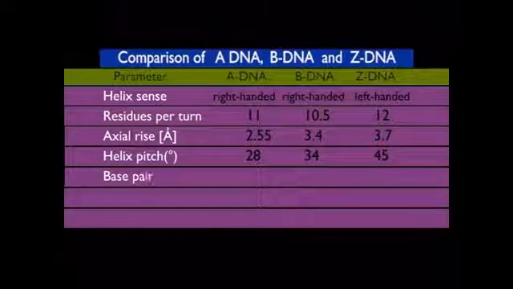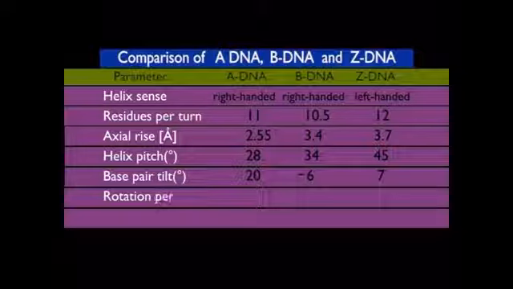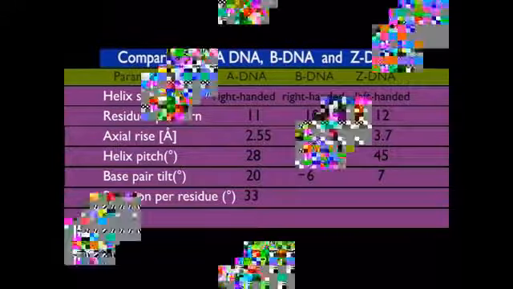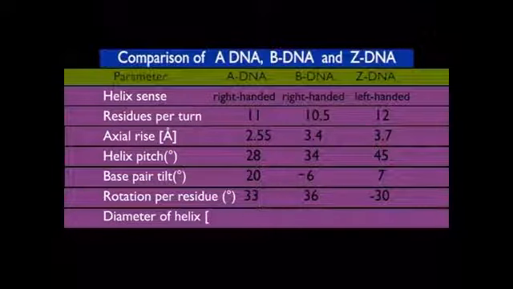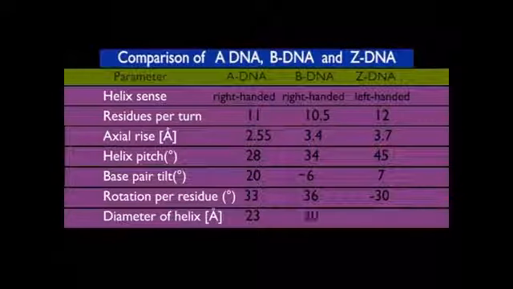Base pair tilt in degree. A DNA has 20 degree tilt, B DNA has -6 degree and Z DNA has 7 degree tilt. Next is rotation per residue in degree. A DNA has 33 rotation per residue, B has 36 and Z has -30. Next parameter is diameter of the helix in angstrom. A has 23 angstrom, B 20, and Z 18.